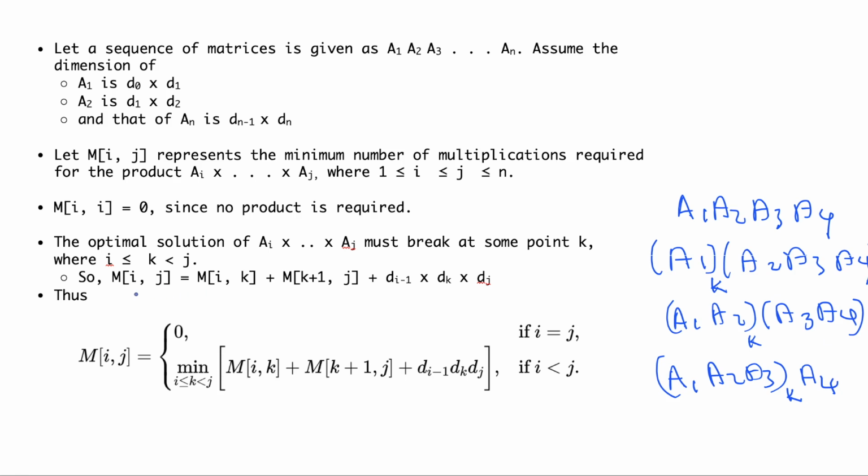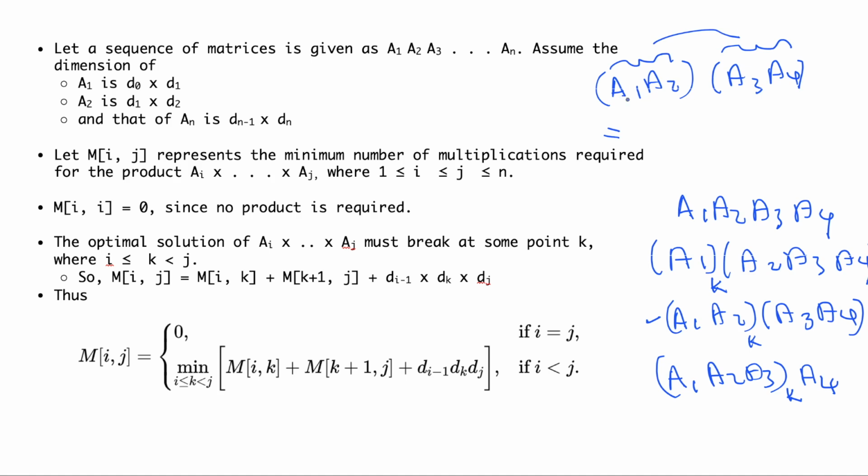Then if you are breaking at some point k, the number of multiplications required will be m of i,j is equal to m of i,k plus m of k plus 1,j plus d of i minus 1 into d of k into d of j. That means that, let me take this example. If you are calculating A1, A2 into A3, A4, then in that case the number of multiplications required will be equal to the number of multiplications required to calculate this product, plus the number of multiplications required to calculate this product, plus the number of multiplications required to calculate these two matrices together.